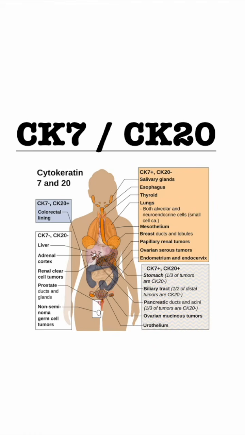Hello everybody. So today's video will be on IHC markers CK7 and CK20, which are the most commonly used screening markers for metastatic cancers. As you can see in this image, CK7 and CK20 can either be positive or negative, and based on their combination, we can differentiate between the various primaries.